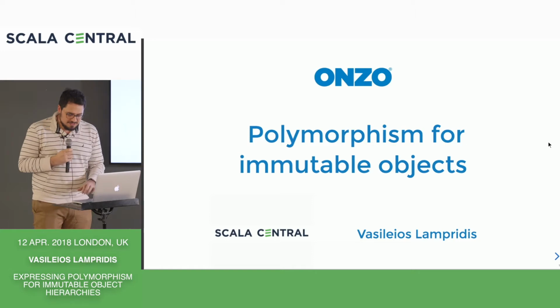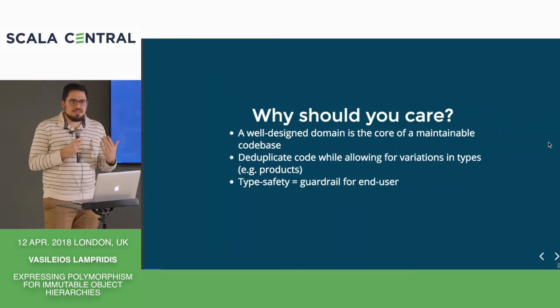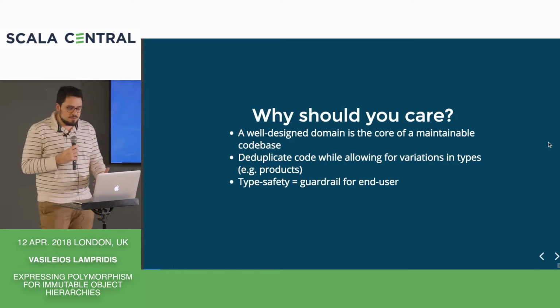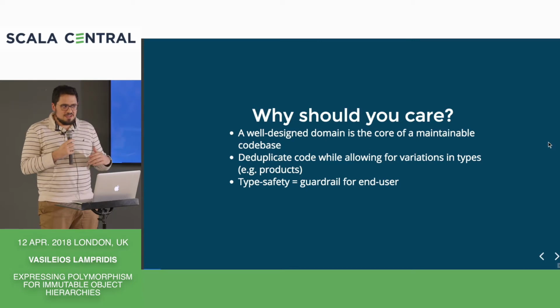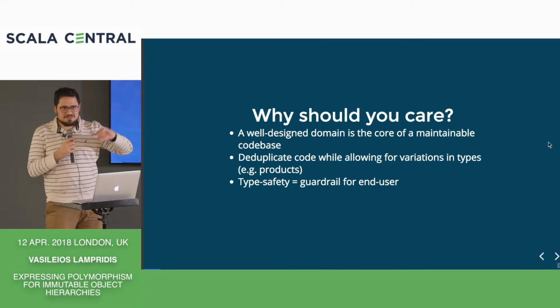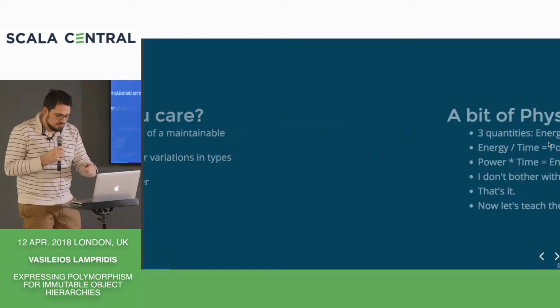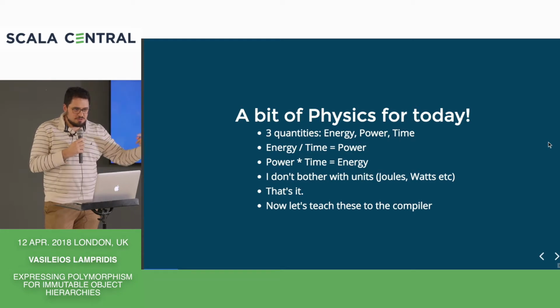Polymorphism for immutable objects, and straight on to why should you care. I believe that having a well-designed domain model is at the core of a well-maintainable code base. And it can help a lot in deduplicating code without losing type safety and even promoting type safety, which, if you think about it, has a very nice effect of it's almost writing tests that are used by the end user of the code instead of just being run on your version of the code. So it's very good, especially for domain models that are used across code bases.